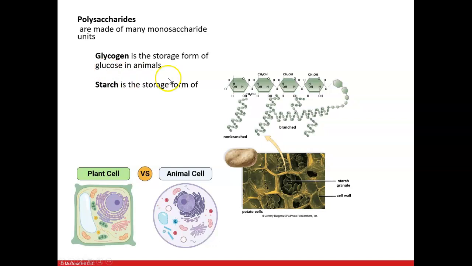So if glycogen is a storage form of glucose in animal cells, starch is a storage form of glucose in plant cells. And we know a lot about starch because we eat a lot of it. We rely on it for a lot of our energy.